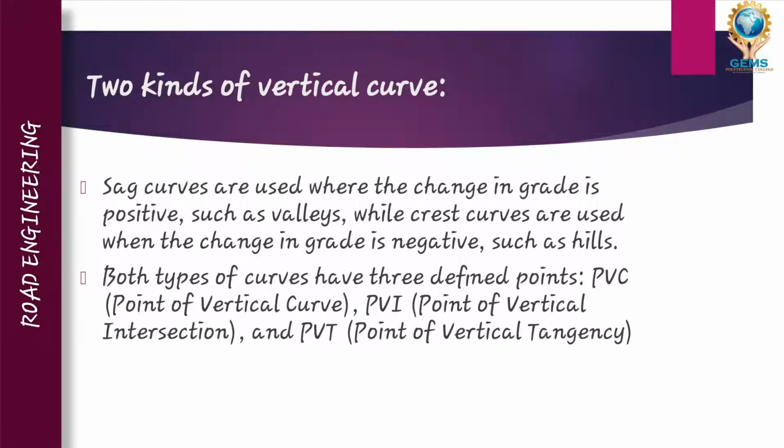and the hilly curve is known as the crest curve. Both curves have three definition points: PVC, the point of vertical curve; PVI, the point of vertical intersection; and PVT, the point of vertical tangency. These are the three points that define the type of curve given in a vertical curve.